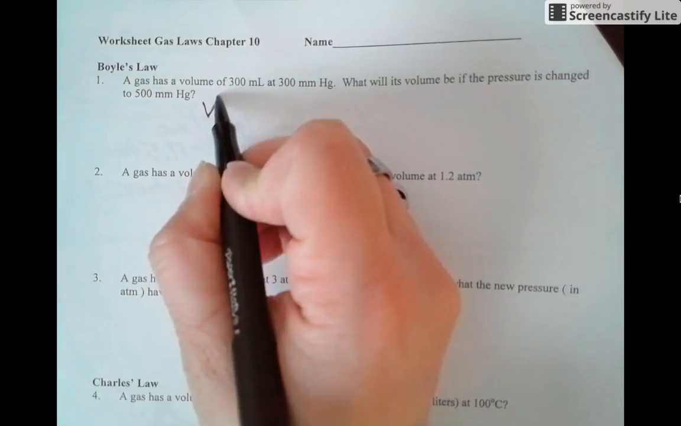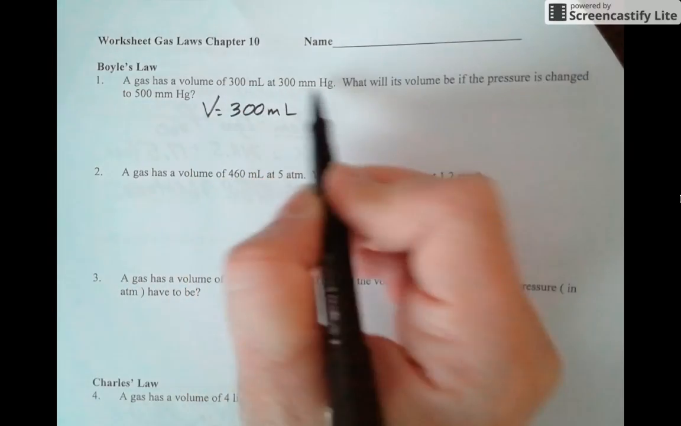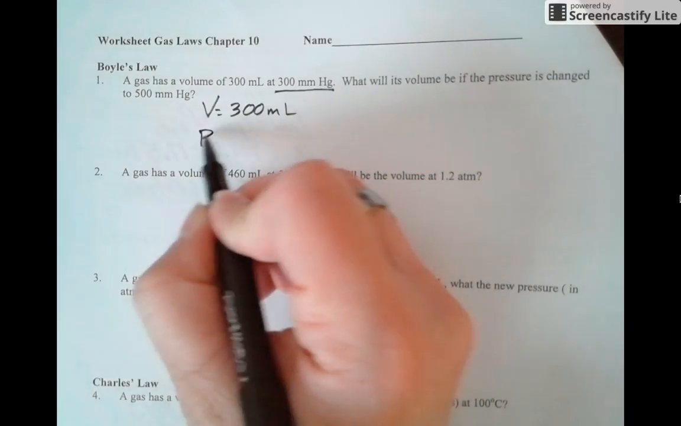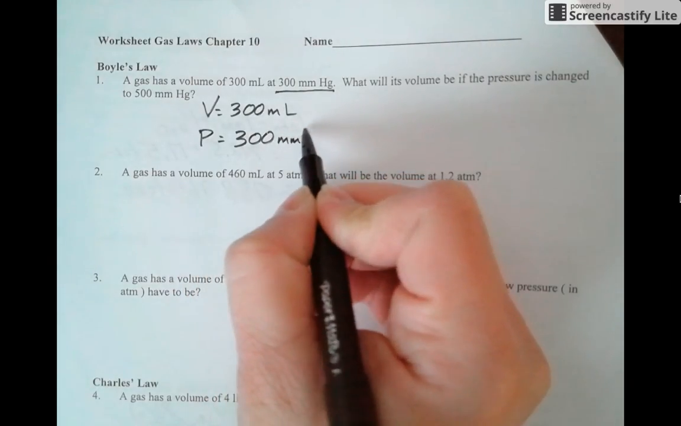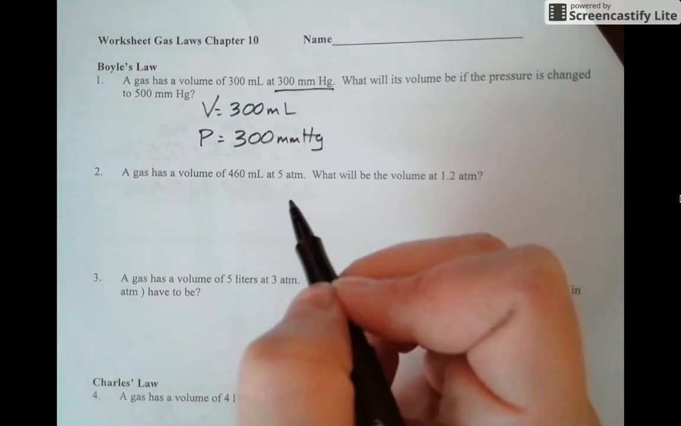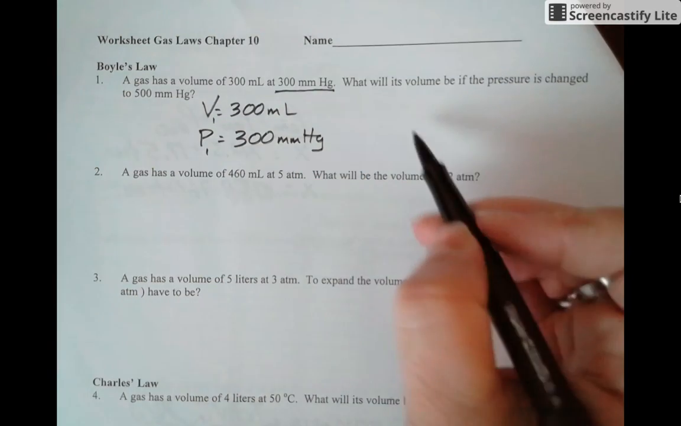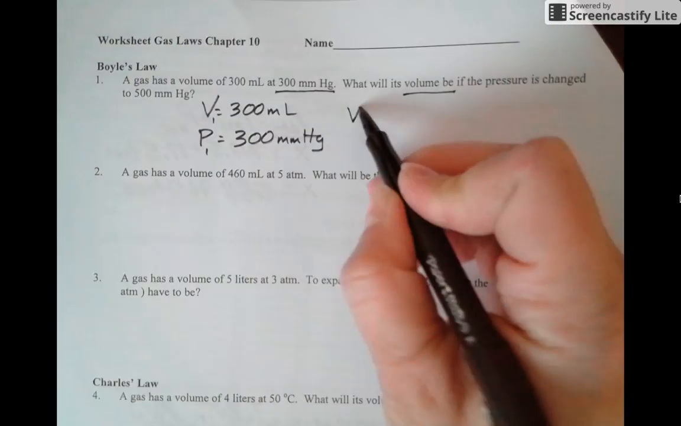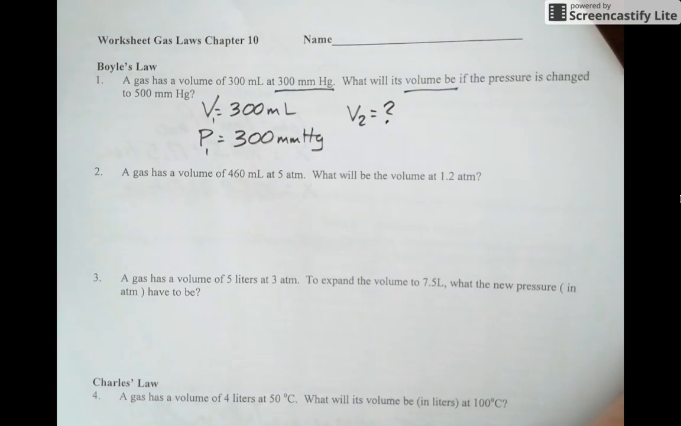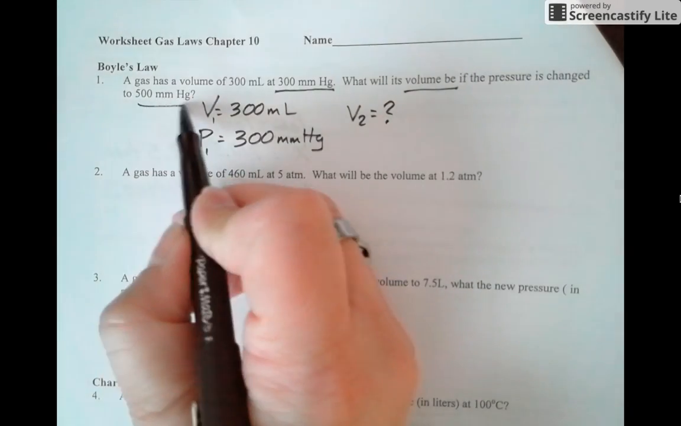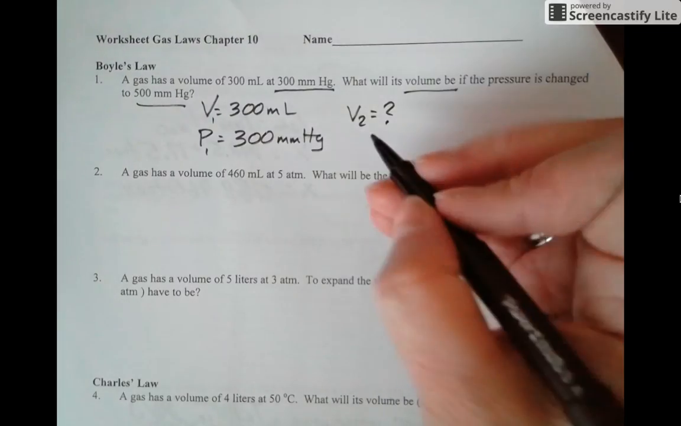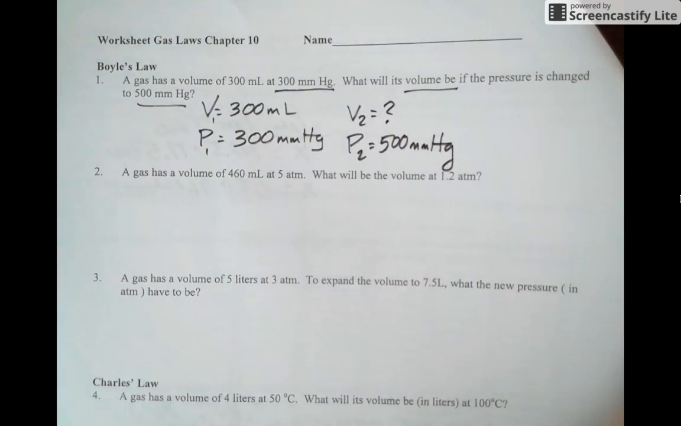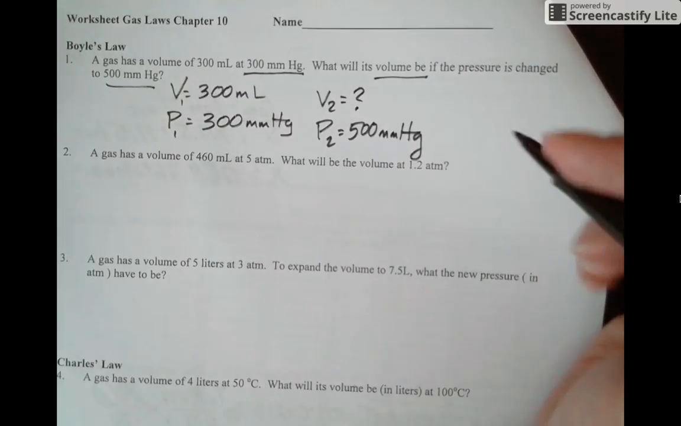A gas has a volume of 300 milliliters at millimeters of mercury. What is that unit for pressure? Because pressure is torrs, atmospheres, millimeters of mercury, kPAs. What will its volume be? So it's asking for the final volume. So V2 is our question mark. If the pressure changed to 500 millimeters of mercury. So the pressure is now 500 millimeters of mercury.